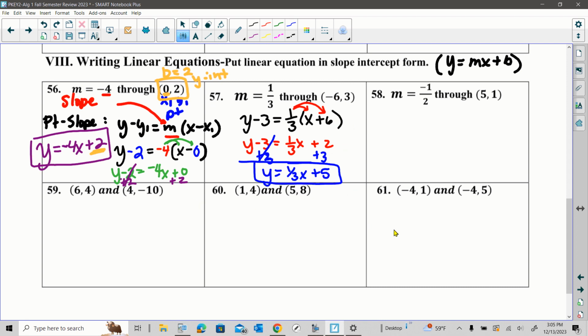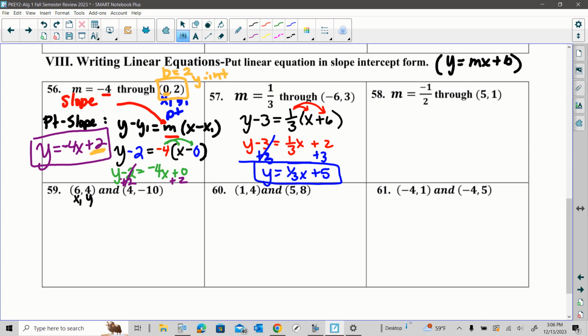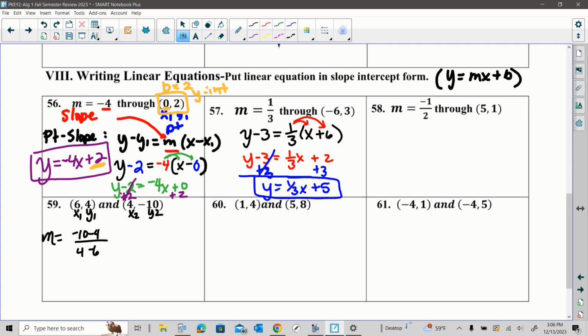The difference between the bottom 3 here is we don't have the m, but we can find the m by using the slope formula. So this is x1, that is y1. The first coordinate is x1 and y1. This is x2, and that's y2. So we're just plugging it into the formula, which is I have a -10 minus 4 on top, and then 4 minus 6 on the bottom.